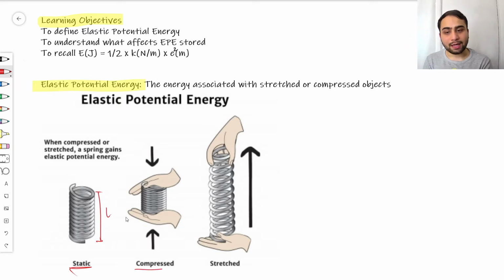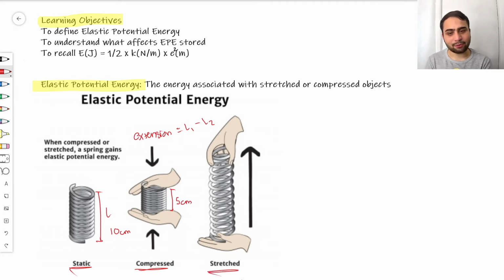Now, when I compress this spring, its extension just equals the initial length L1 minus the new length L2. So say the static spring is 10 centimeters and the length of my compressed spring is 5 centimeters. That means my extension, even though it's really a compression, is 5 centimeters.